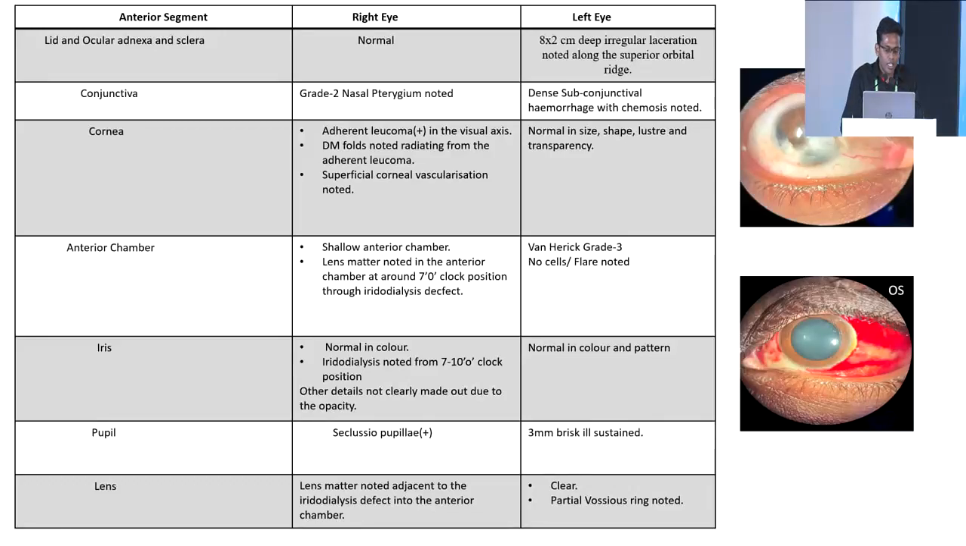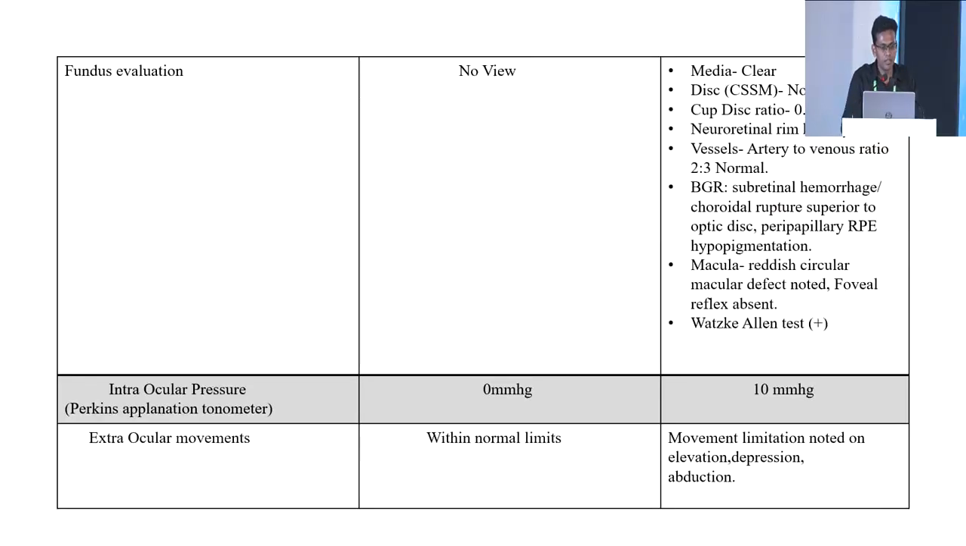Pupil in the left eye is 3 mm, brisk and ill-sustained, and the lens in the left eye was clear with partial Vossius ring noted. On fundus evaluation, no view in the right eye. In the left eye, the media was clear, the disc cup size, shape, and margin were normal, with a cup disc ratio of 0.3 and a healthy neuroretinal rim. Vessel arterial to venous ratio is 2:3, and the background showed subretinal hemorrhage, suspecting choroidal rupture superior to the optic disc, with peripapillary RPE hyperpigmentation.